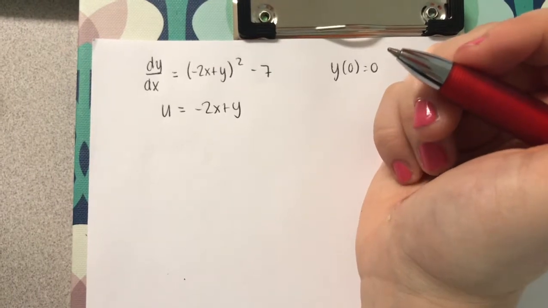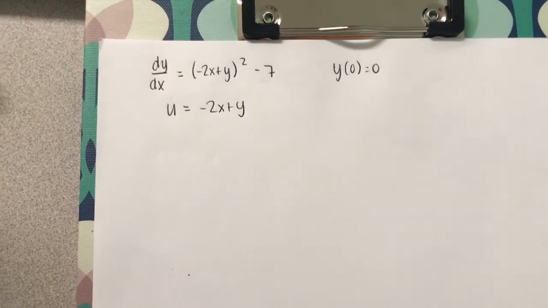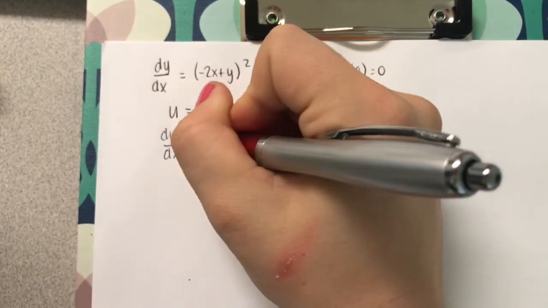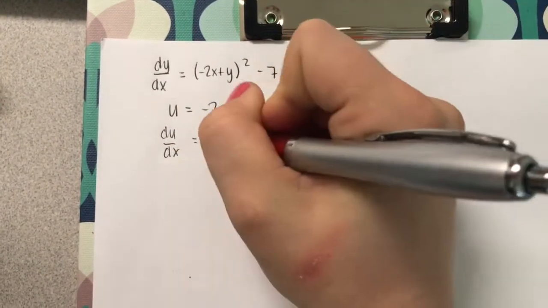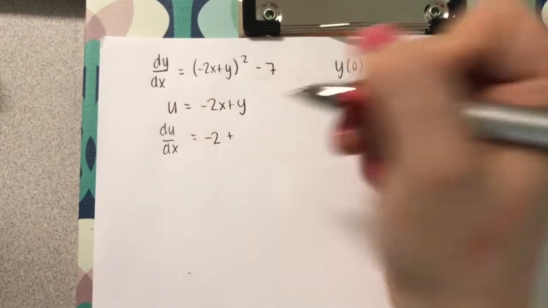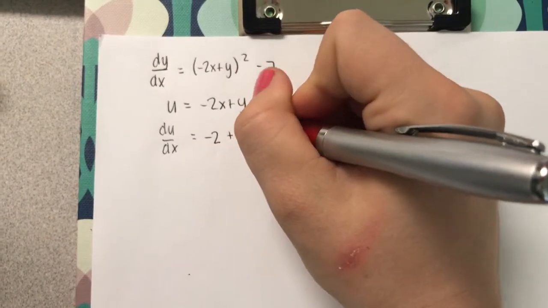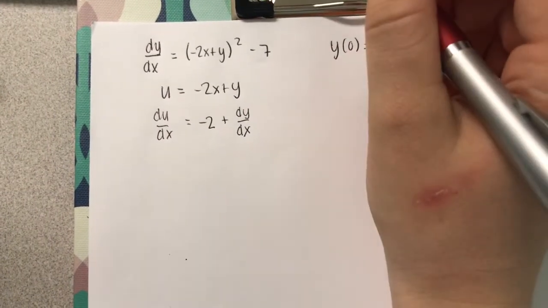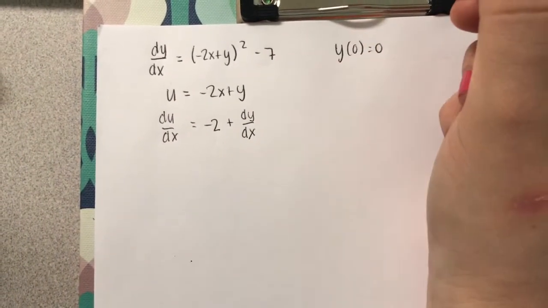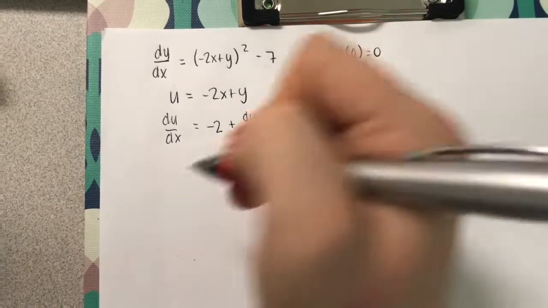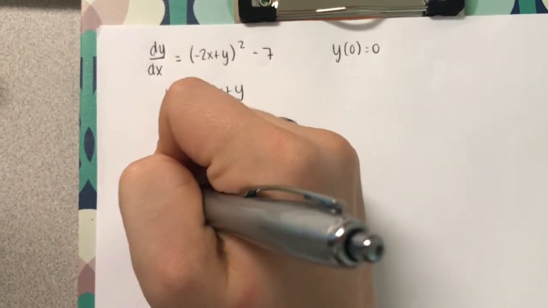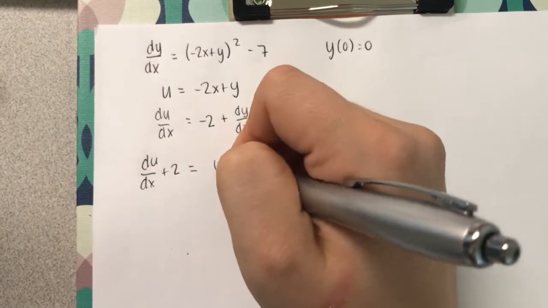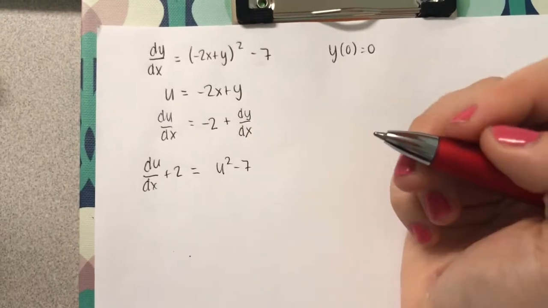Now I need to take my derivative with regards to x, so du/dx equals my derivative of -2x, which is -2, plus my derivative of y, which is dy/dx. Now I'm going to plug this back into my original equation. So for my dy/dx, I get du/dx + 2 = u² - 7.